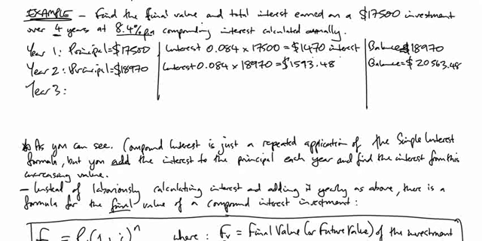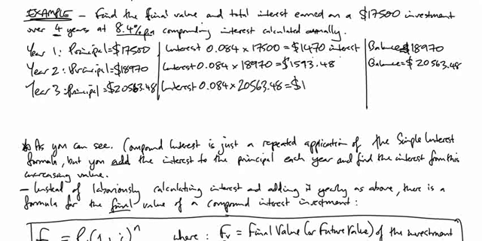Year 3, principal. It's going to be what it was from last time, 20,563.48. The interest is still 0.084. So the interest this time is 0.084 times 20,563.48. The interest for year 3 is $1,727.33. So what is the balance going to be? It's going to be whatever it started that year plus $1,727.33.